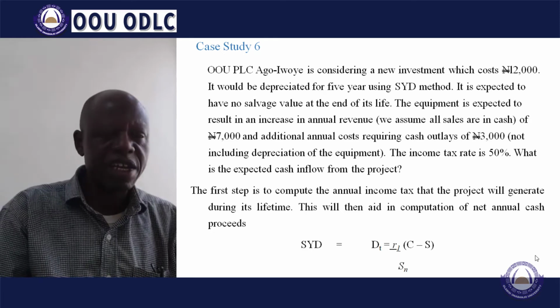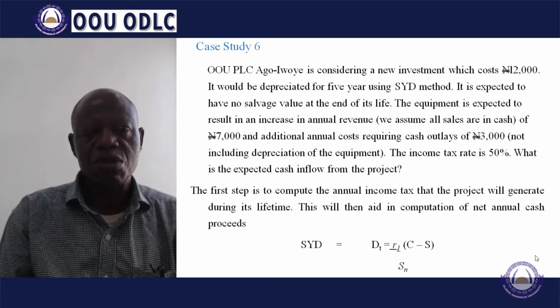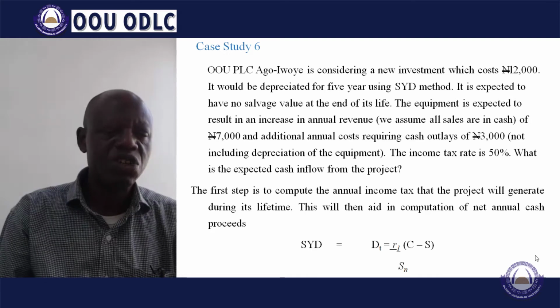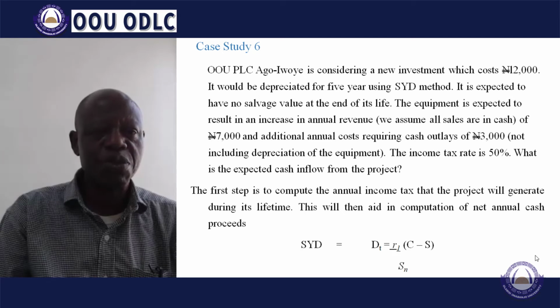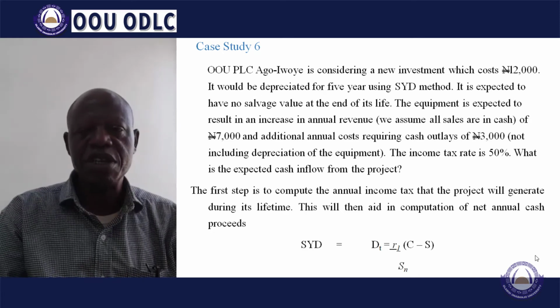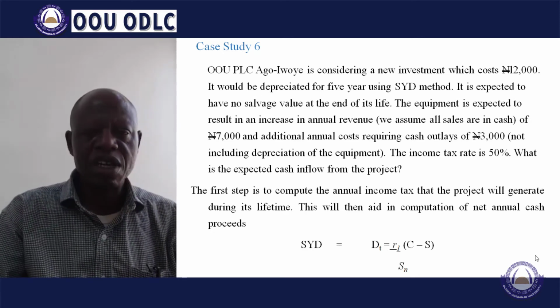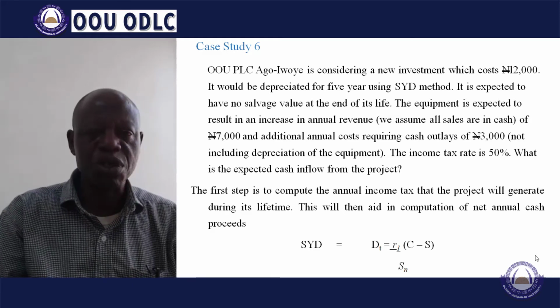Having said that, there's need for us to do a little demonstration of how to, in reality, track cash flow in an investment proposal. Refer to your textbook, you see what is referred to as case study 6. In that case study 6, you find a question on OUPFC. It is an investment proposal by this organization, a new organization, and we consider a new investment. The cost of that investment is given as 12,000 naira. That's your question.